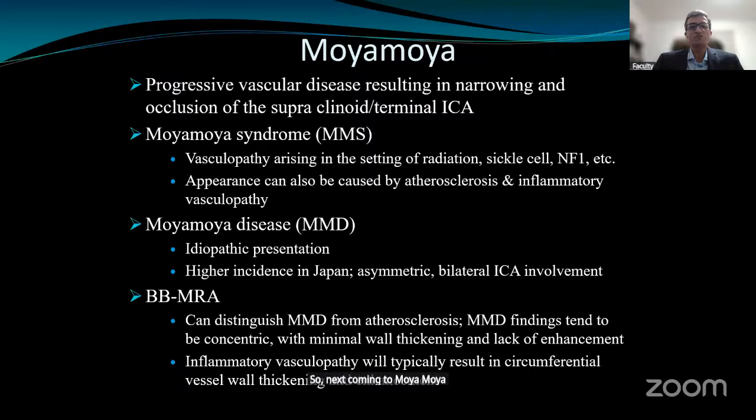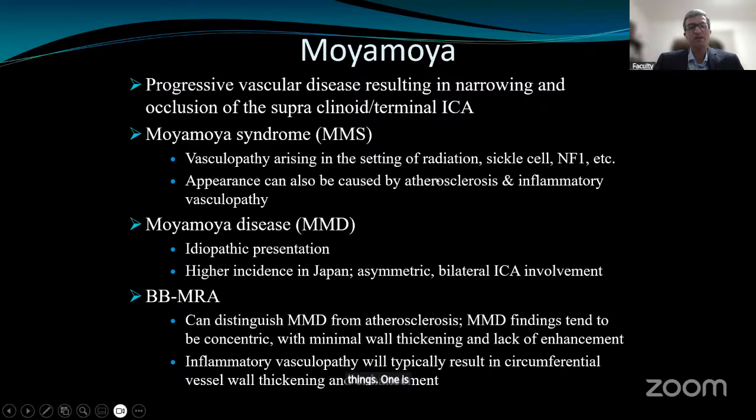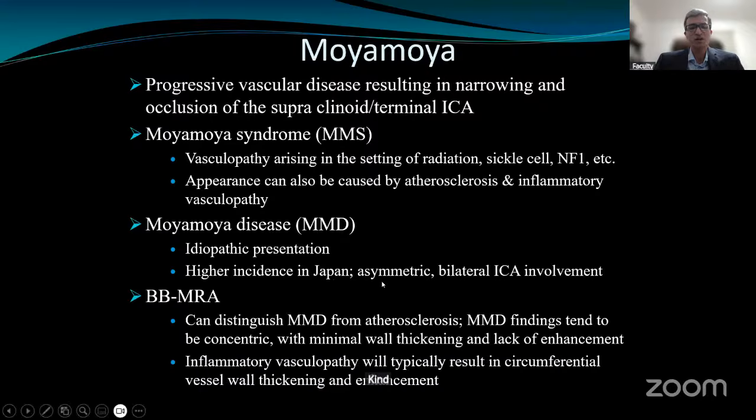Okay. So next, coming to Moyamoya. This is a progressive vascular disease, resulting in narrowing or occlusion of the supraclinoid carotid and the terminal ICA. Okay, so there are two things. One is Moyamoya syndrome, where there is a predisposing condition which is resulting in chronic steno-occlusive disease involving the carotid terminus. Moyamoya disease is more like an idiopathic process which has a higher incidence in Japanese population. Usually they tend to affect bilateral ICA, asymmetric to one side.